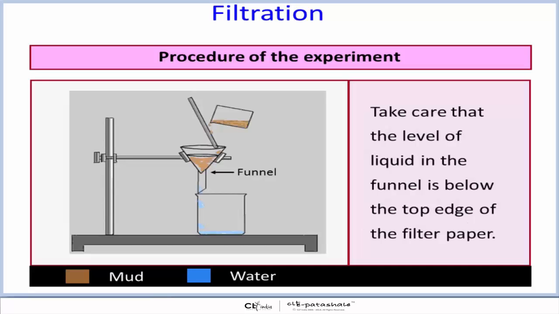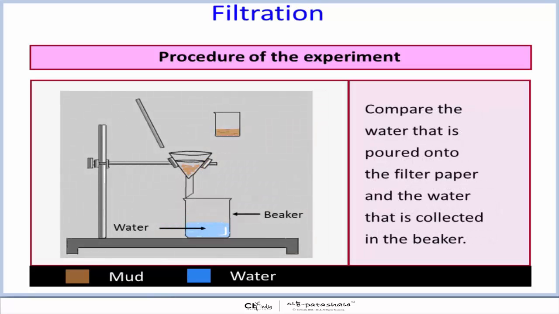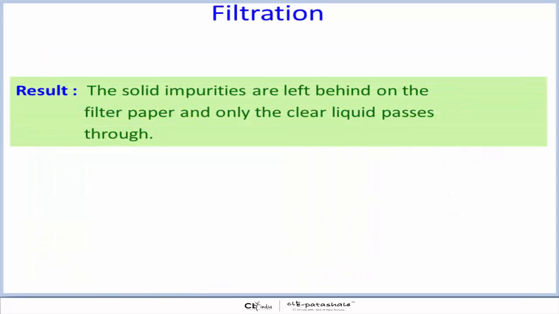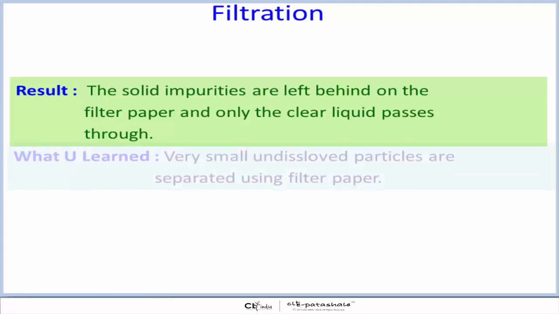Take care that the level of liquid in the funnel is below the top edge of the filter paper. Compare the water that is poured onto the filter paper and the water that is collected in the beaker. What do you observe? The solid impurities are left behind on the filter paper and only the clear liquid passes through.